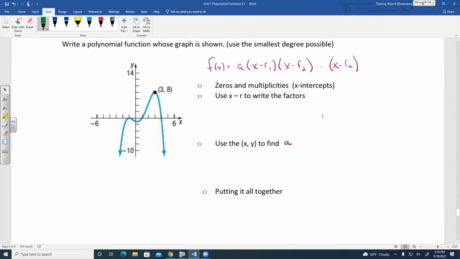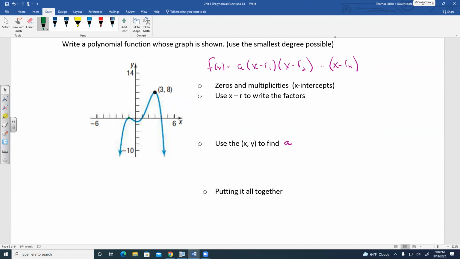So write a polynomial function whose graph is shown. What we do is, and again, they want to use the smallest degree possible. Notice how this is a touch. That means that has to be a multiplicity of 2. And notice how it crosses there. That's got to be a multiplicity of 1. And notice how it crosses there. That's got to be also a multiplicity of 1. So the first thing we're identifying are those zeros and those multiplicities.